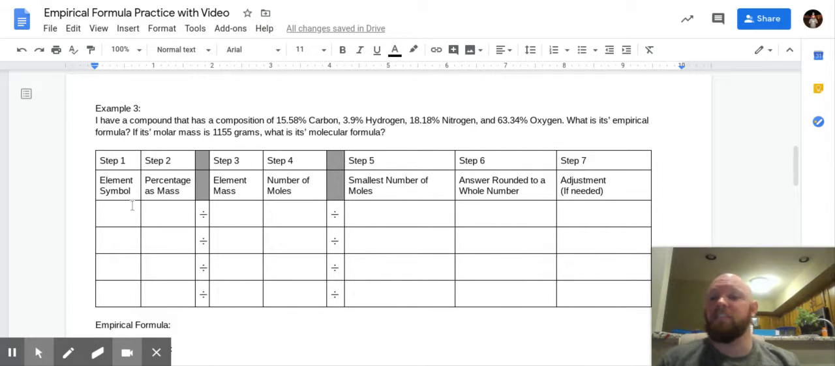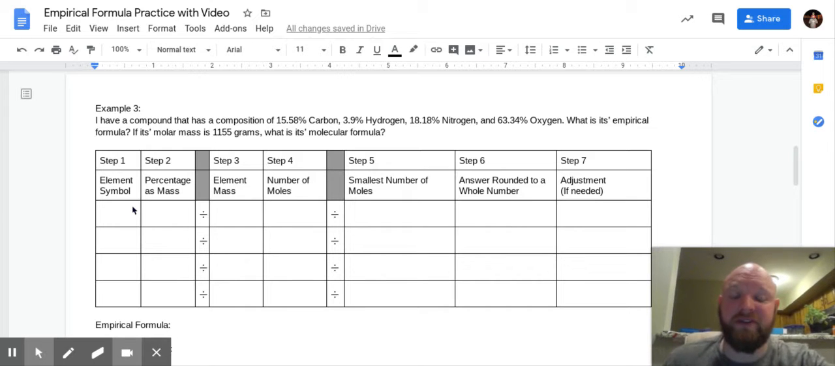So let's look at this last one. I have a compound that has a composition of 15.58% carbon, 3.9% hydrogen, 18.18% nitrogen, and 63.34% oxygen. Once again, how you would get those is the percent composition that we just learned. That's how you'd get those numbers, and we're basically just working in reverse. So what's its empirical formula? If its molar mass is 1,155 grams, what's the molecular formula?